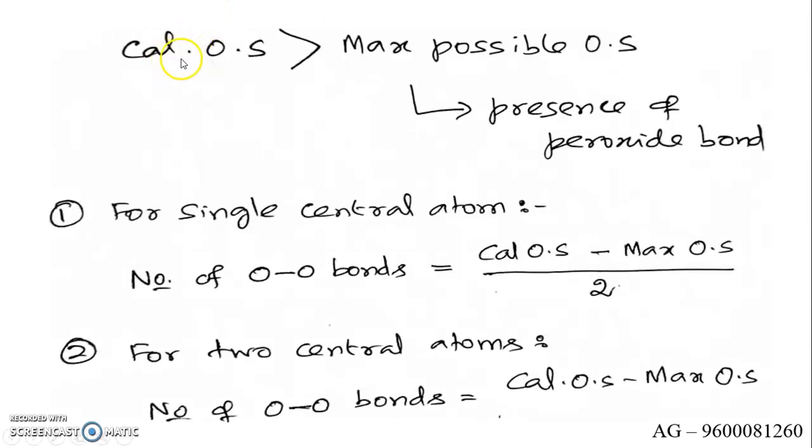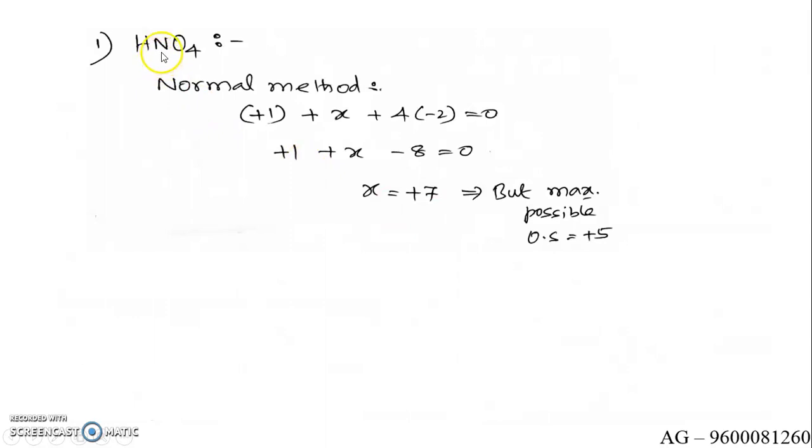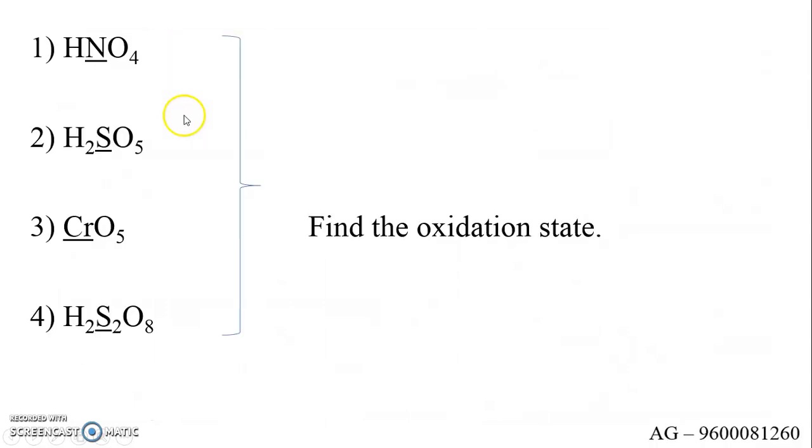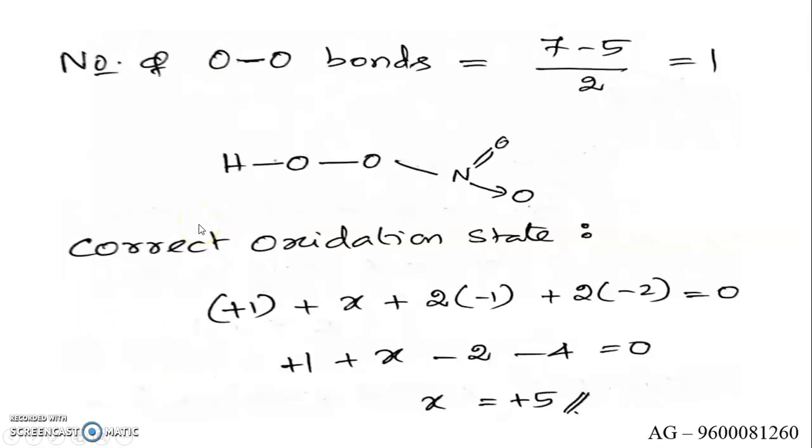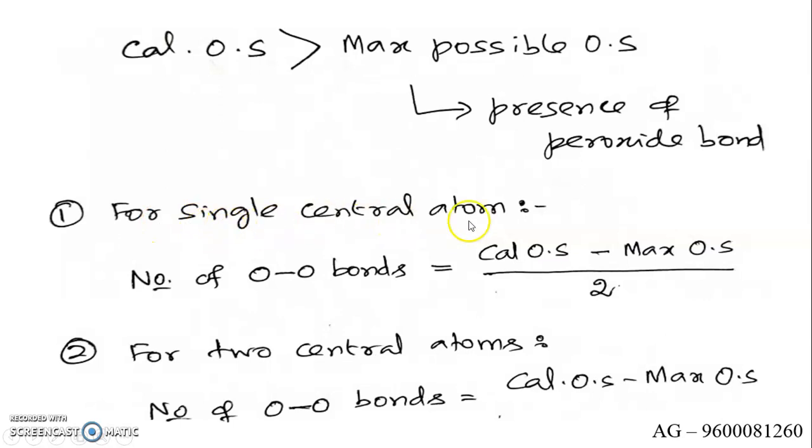Whenever the calculated oxidation state is greater than the maximum possible oxidation state, it indicates the presence of peroxide bonds or peroxide oxygens. Now, for a single central atom, suppose a molecule has only one central atom, see in HNO4 we have only one central atom. If you go to H2S2O8, here you have two central atoms. Now for a molecule with a single central atom, how to find the number of peroxide bonds?